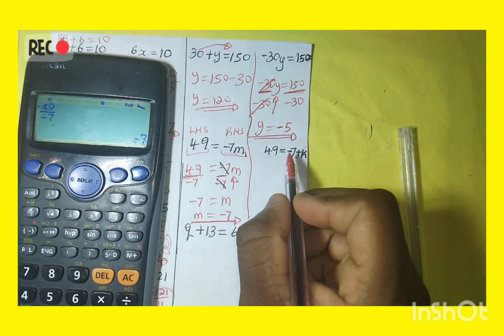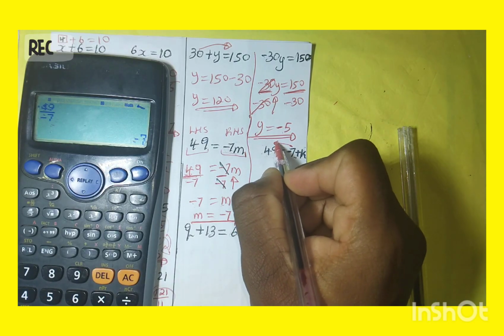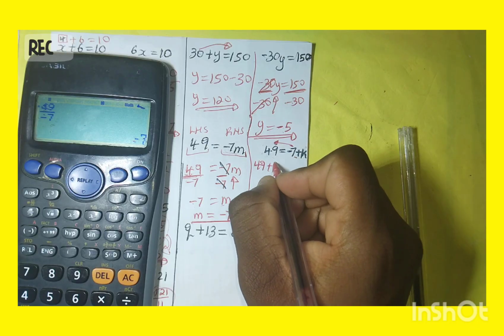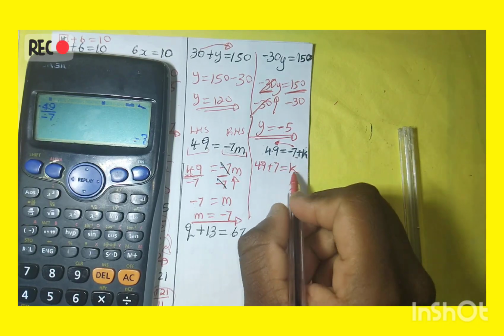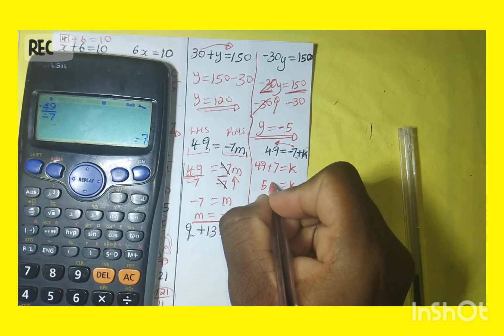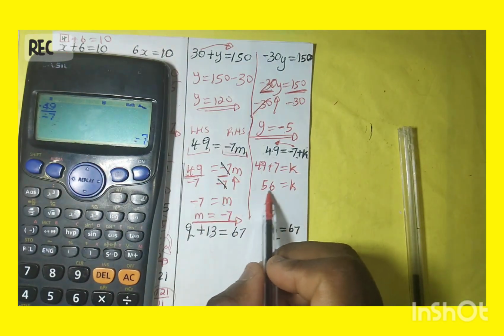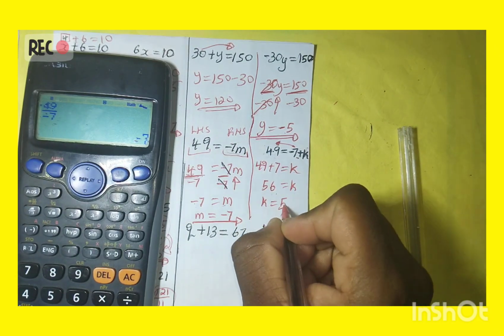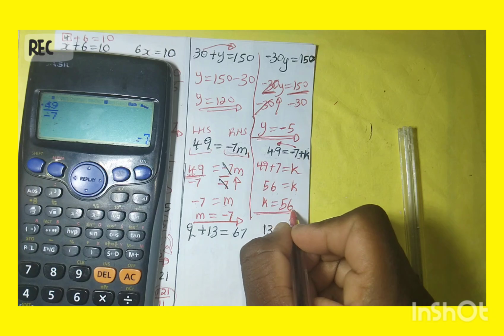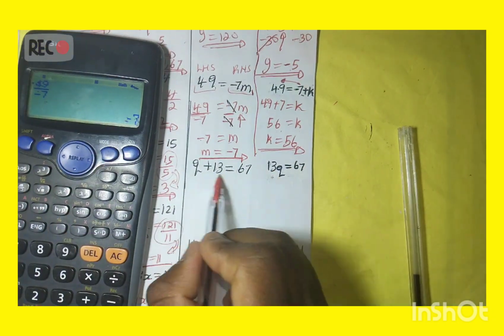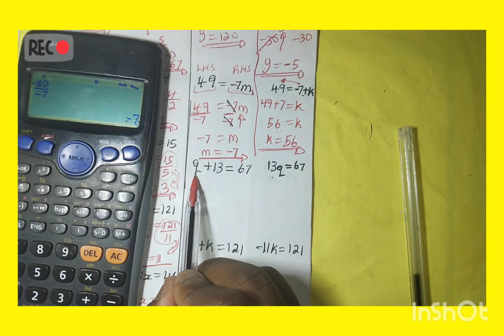For this one then, you can just take a number to a number, meaning that it's 49. That thing will change the sign, become positive 7. And here we're only left with k, meaning that now pressing this on a calculator, we got 56. But it doesn't sound right to say 56 equal to k. It's better for you to say k is equal to 56. Do you see? Yeah.